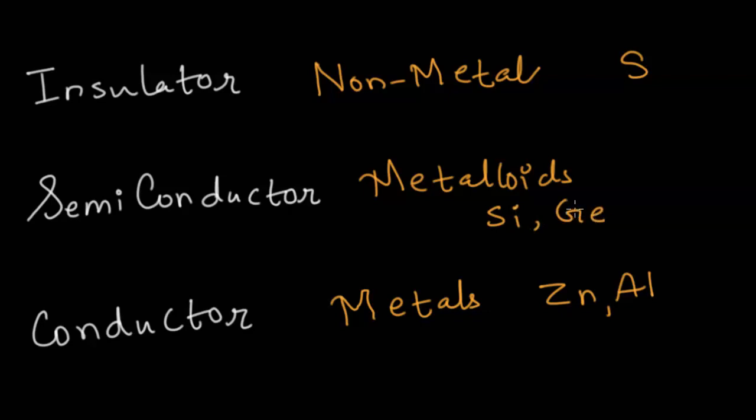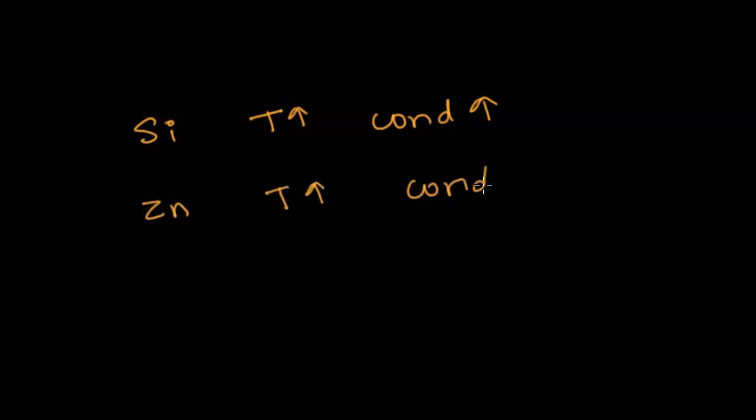There are ways in which we can increase or decrease the conductivity of a material. For silicon, if we increase the temperature, the electrical conductivity of the material also increases. Whereas for zinc, if we increase the temperature, the electrical conductivity decreases. That means silicon works better at high temperatures, whereas zinc works better at low temperatures. Now, let's see if there are any other ways in which we can increase or decrease the conductivity.